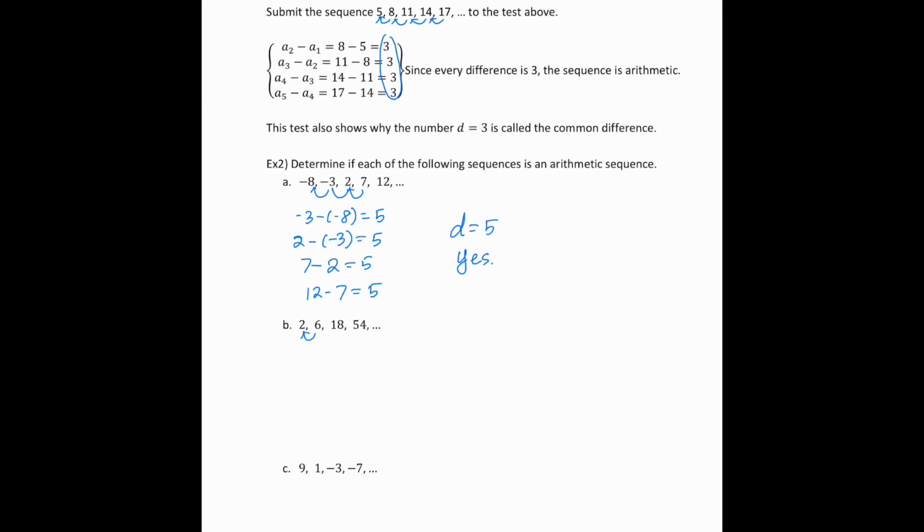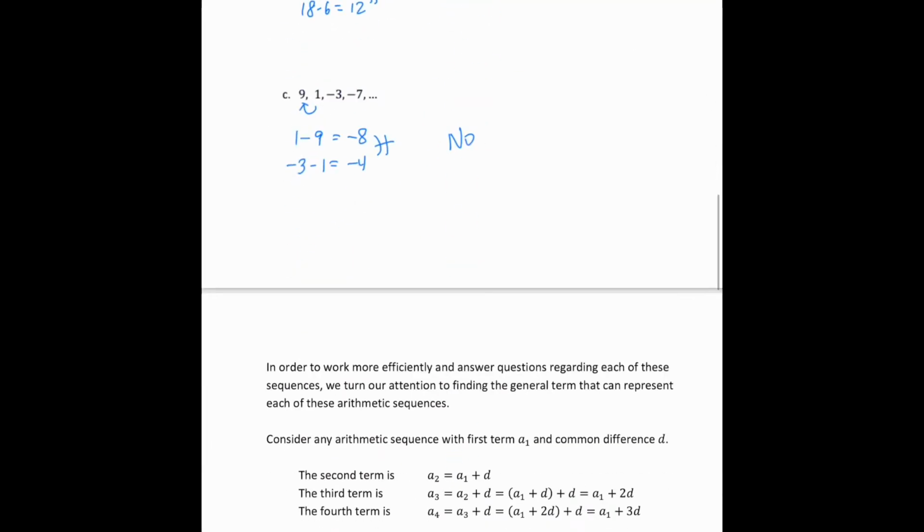Now 6 minus 2, 4. But 18 minus 6 is 12, and 4 is not the same as 12. So this is not an arithmetic sequence. Now 1 minus 9 is negative 8. Negative 3 minus 1 is negative 4, which is not the same. So this is not an arithmetic sequence.